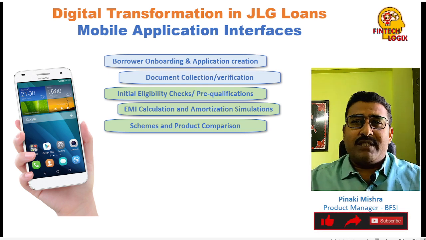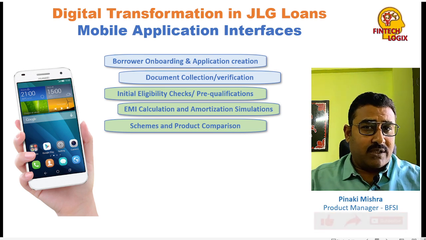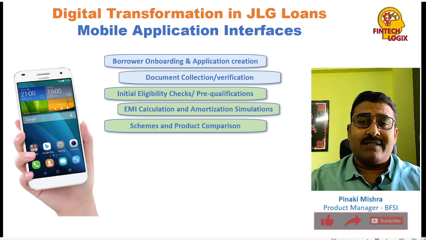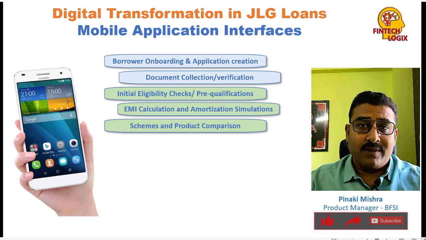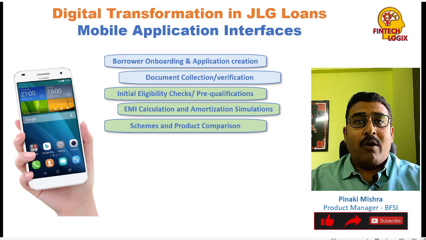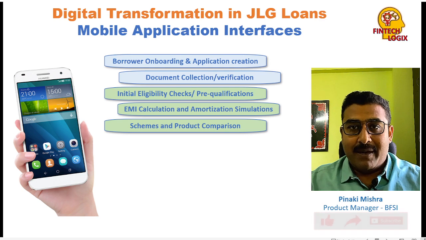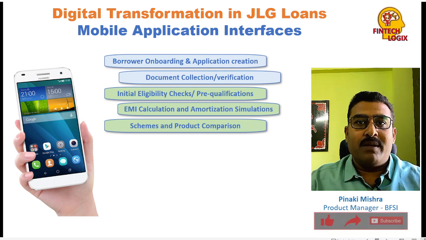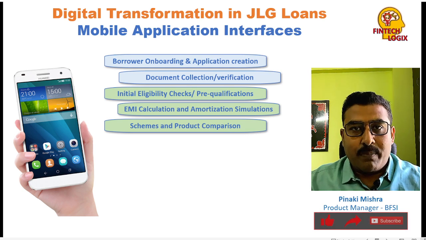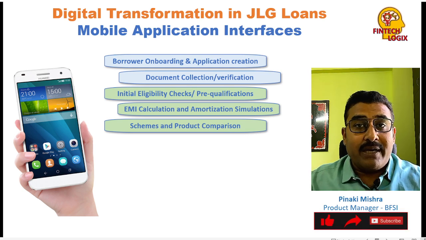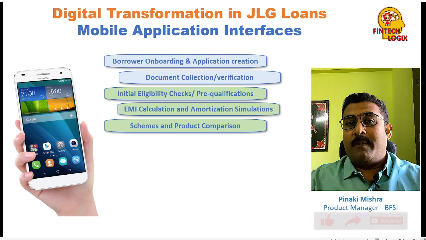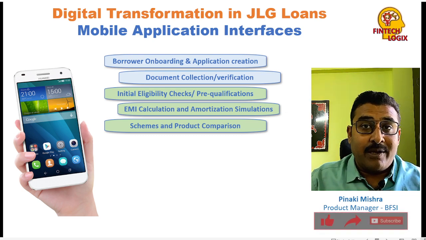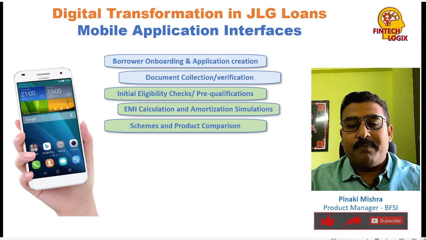EMI calculation and amortization simulation is the next one. Let's say the borrower asks for a 50,000 loan. How much EMI is payable and what the pattern of the amortization schedule is, over 12 months or 6 months, can be simulated and shown to the borrower, so that the borrower knows what he is getting into, and he becomes more comfortable.